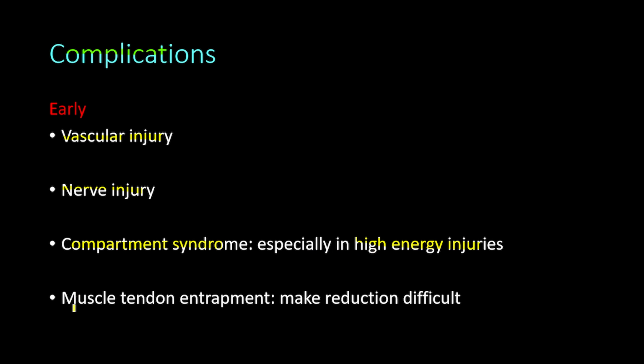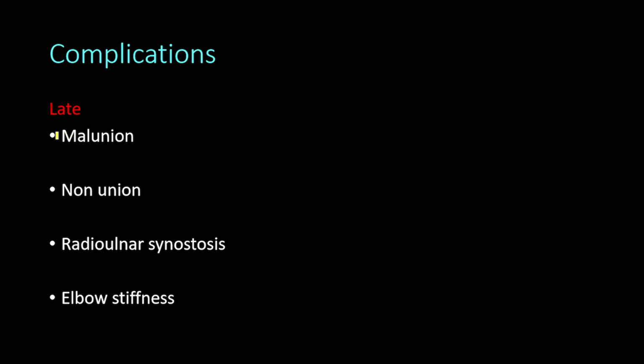In early complications, we also have muscle tendon entrapment, and this would make reduction difficult. In late complications, we have malunion. Malunion is fracture healing in an abnormal position, and we may also have non-union. This means that the fracture would not unite, and we may have radioulnar synostosis. Radioulnar synostosis is an abnormal connection between the radius and ulna, and the final complication is elbow stiffness. Elbow stiffness risk is highly increased if the immobilization is prolonged.